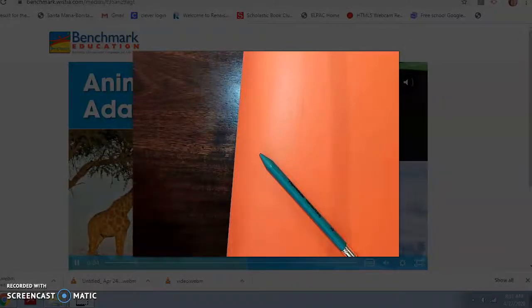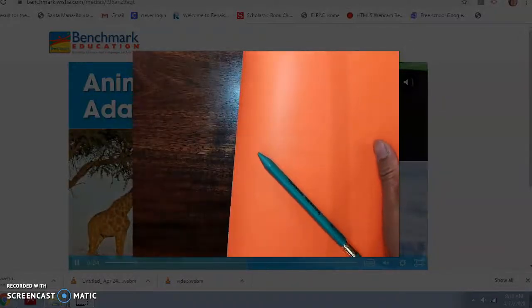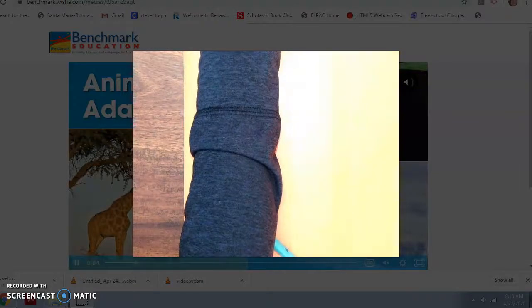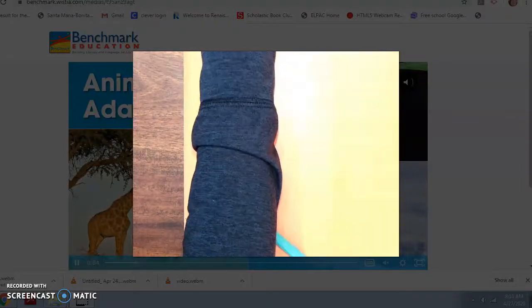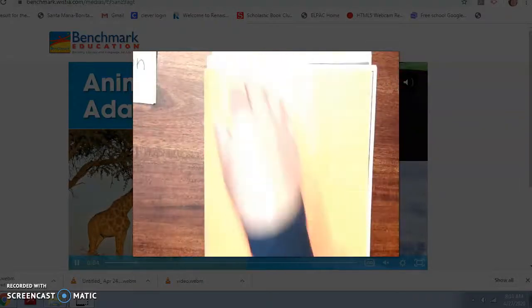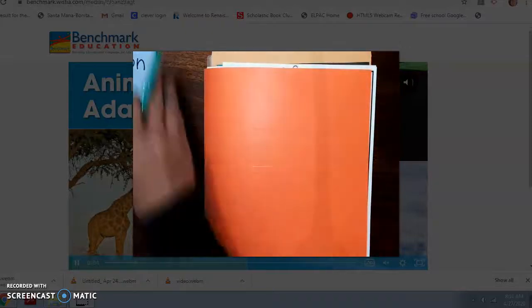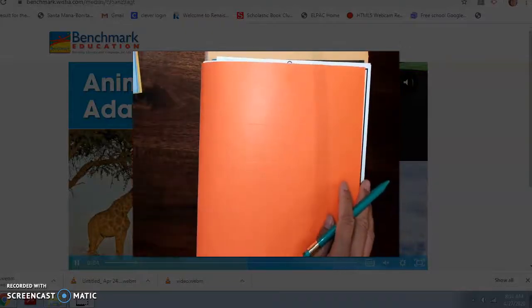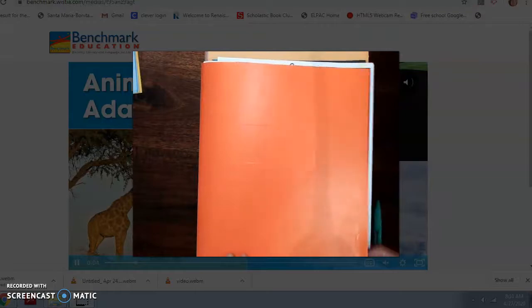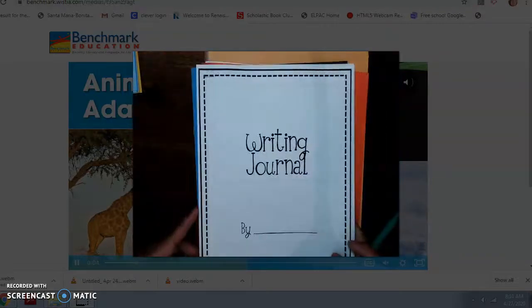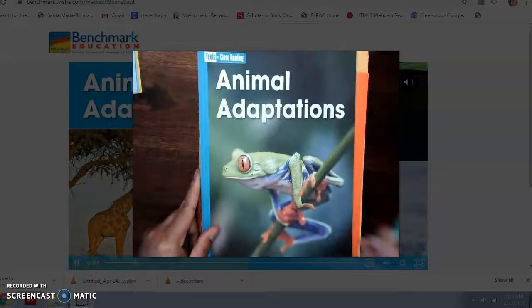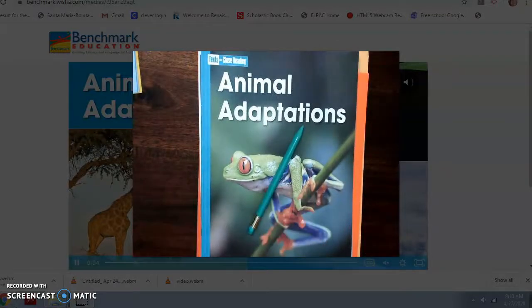Hi boys and girls. Okay, so you're going to need a couple of things for today's lesson on Unit 3, Animal Adaptations. So, let's see if I can zoom out. I can! Alright, here we go. Inside of your brand new packet, you're going to need to take out your writing journal and your animal adaptations. Also take out a pencil.